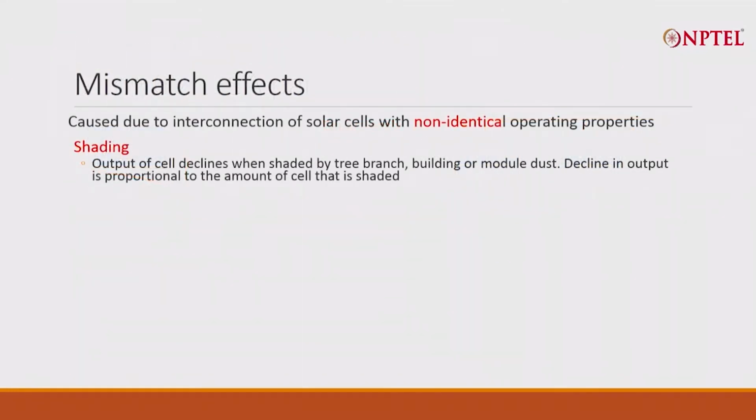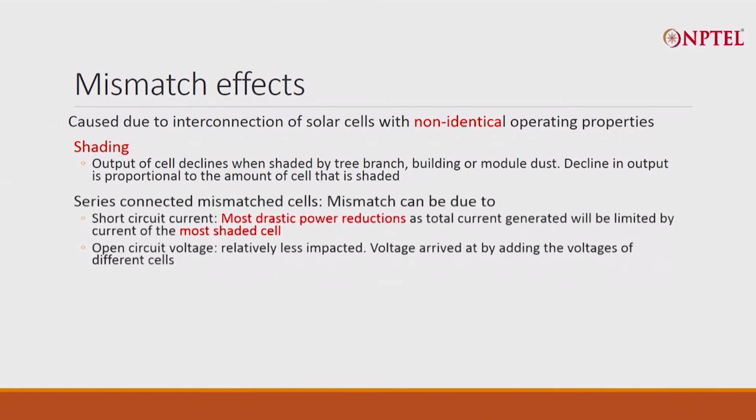Now, a very important thing, mismatch. What happens if the two cells are not exactly the same, but similar? They must be from the same manufacturer, pretty much from the same batch. Non-identical cells and shading will impact things. For example, I have already told you output of cells declines when shaded due to a tree branch, building and module dust. Decline in output is proportional to the amount shaded, we already saw that.